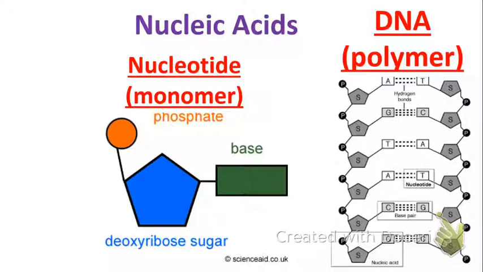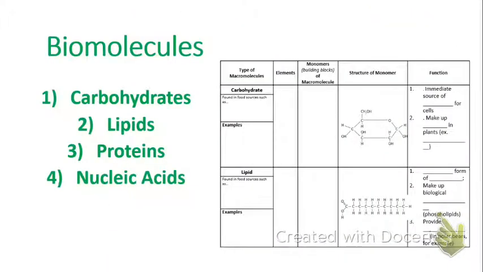And this picture very clearly shows how if you have a bunch of nucleotides bonded together, it makes up a whole chain of DNA. That's why nucleotide is a type of monomer or a building block, and DNA is a type of polymer or a bunch of monomers bonded together. So just to review, the 4 biomolecules are carbohydrates or carbs, lipids, which are fats, proteins, and nucleic acids, which are DNA and RNA.